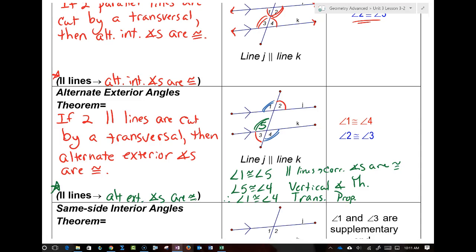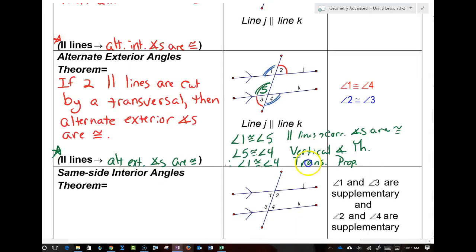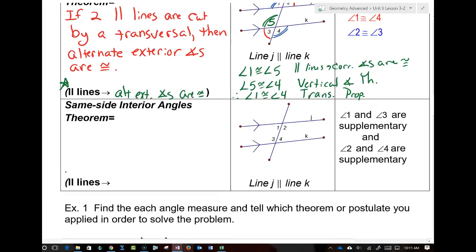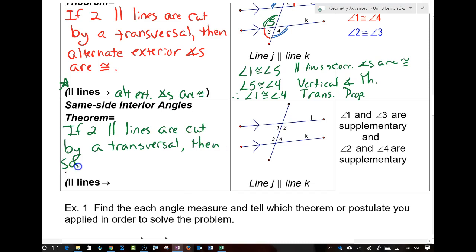What do you think about same-side interior angles? Yeah, they're not going to end up being congruent, because do they look, 1 and 3, do they look congruent? No. Yeah, and these are going to be supplementary instead. So let's write it down. If two parallel lines are cut by a transversal, then same side interior angles are supplementary.